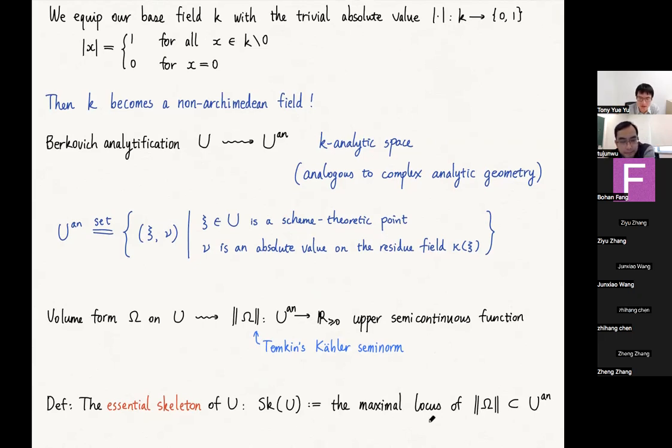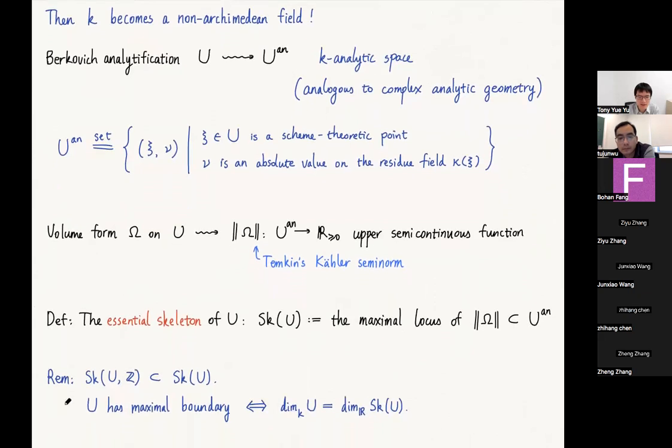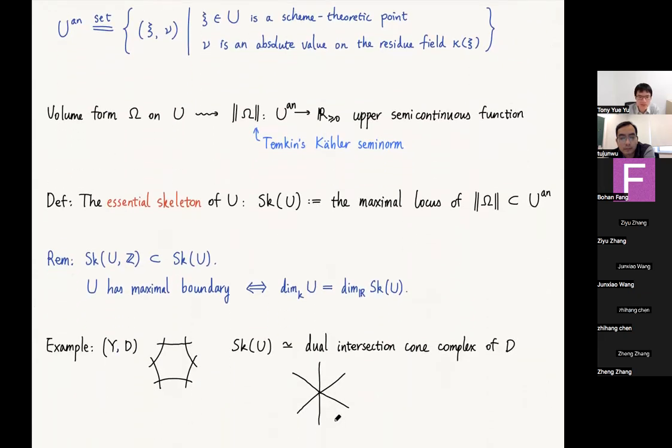So here we define this norm, and then by definition, the essential skeleton of U is the maximum locus of this upper semi-continuous function. And then the condition that U has maximal boundary is equivalent to the condition that this essential skeleton has maximal dimension. Let me give an example. If we have a surface Y with a cycle of rational curves D, then the essential skeleton is homeomorphic to the dual intersection complex of D.